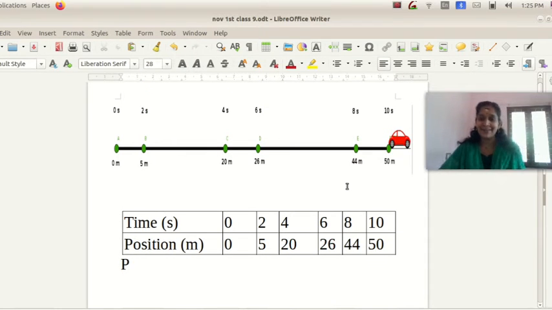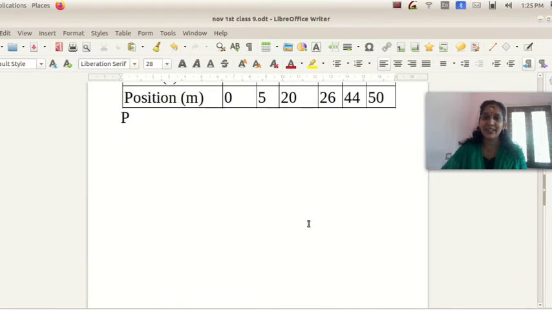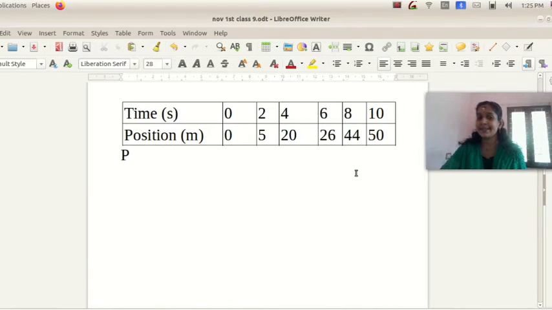This is our car. We can just consider this as our car. At 0 second, it will travel 0. At 2 seconds, it will travel 5 meter. At the 4th second, it will reach 20 meter away from the 0. So by using these values we are going to draw the graph. In the x-axis we can take the time. In the y-axis we can take the position. So we are going to draw the graph.